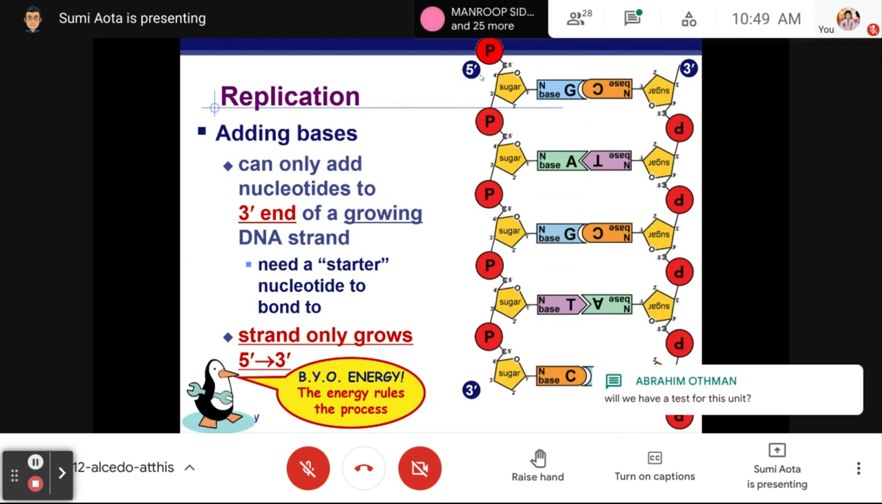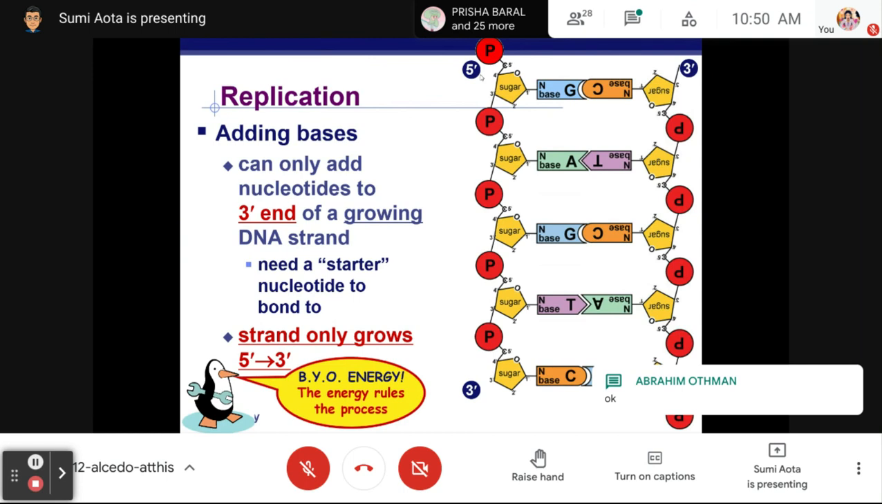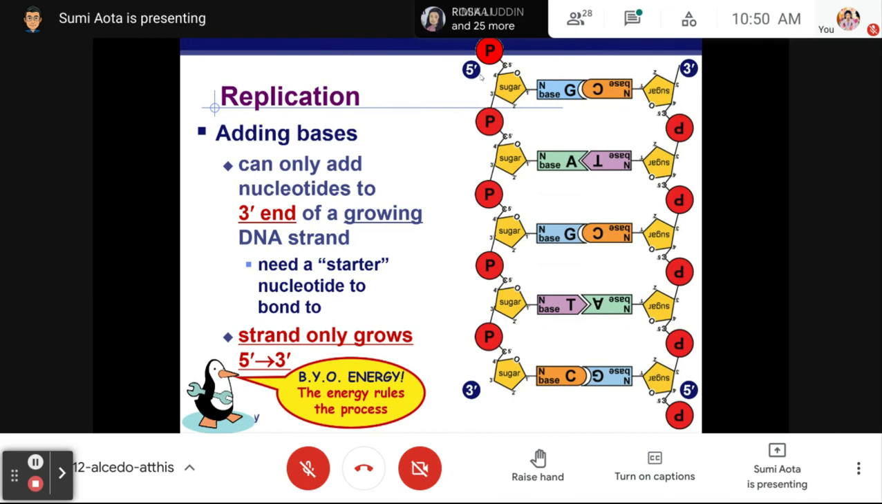Yes, the third unit will have a test. The last two probably won't. I might do quizzes, like multiple choice only quizzes, but I'm not going to do a test. But this unit will have a test, yeah. Because these are the 3 base units that you need for first year university, that you really need. The other 2 are not as important.